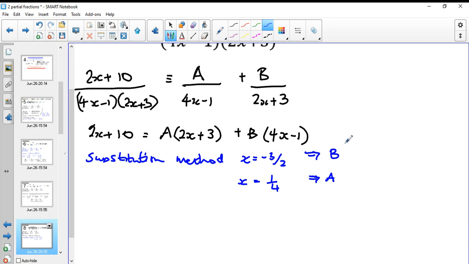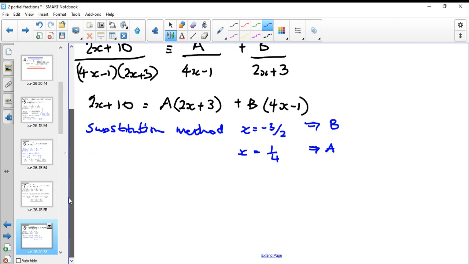Okay. Alternatively, as a second method, we can do what we call equate coefficients, which some students prefer. So I'm just going to show you, and you can decide which method you want to do. You can equate coefficients all the time, you can substitute all the time, you can mix and match. So you could do a substitution if one was easy, and then equate coefficients if one was a bit tricky. So it doesn't matter what method you use, as long as you do it accurately, I suppose.